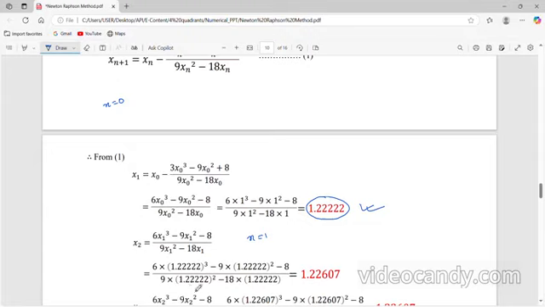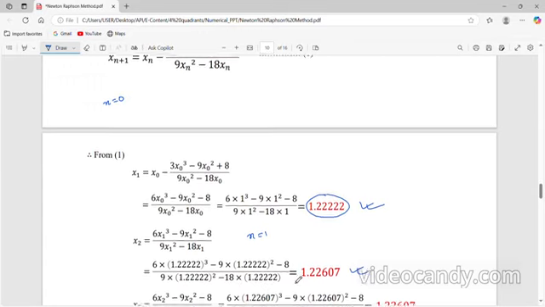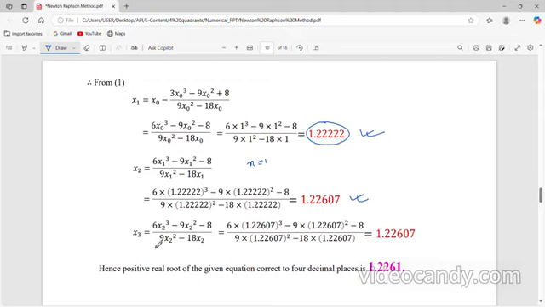9 into square minus 18 into square into this. So we are having this one. So this is x2. So next is x3. So x3 is the same way. This is x2. So when we are going to find x3, we will put the updated value of x, that is x2. So now the question is up to how many terms it will go.